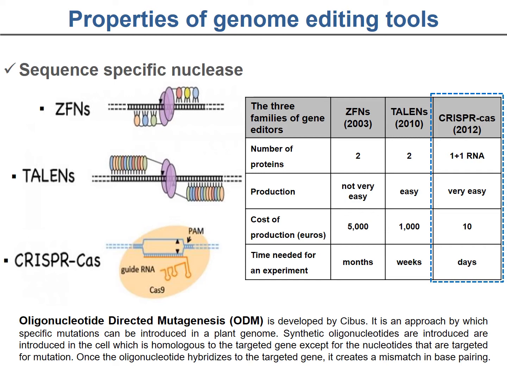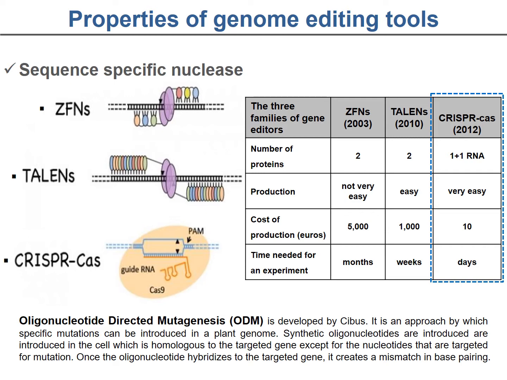CRISPR-Cas9. Cas9 is a nuclease protein that cuts the DNA. The site specificity comes from the guide RNAs, which can be designed and synthesized easily. As you can see, among ZFNs, TALENs, and CRISPR-Cas, ZFN production is not very easy, TALEN is easy, CRISPR-Cas very easy.